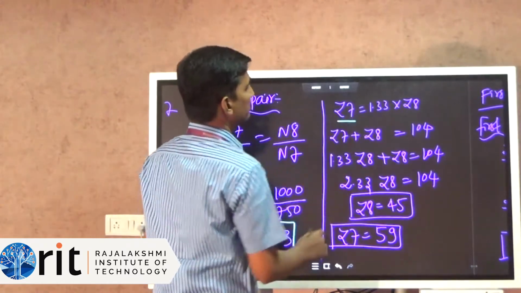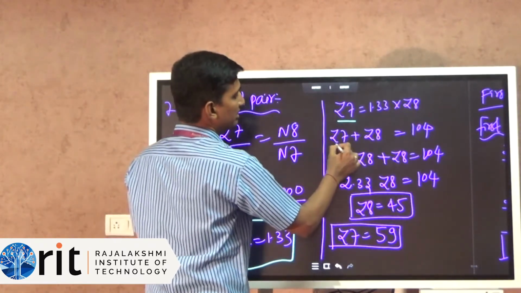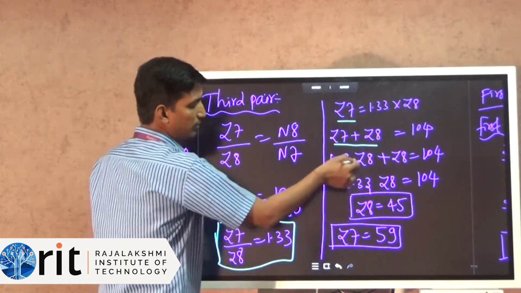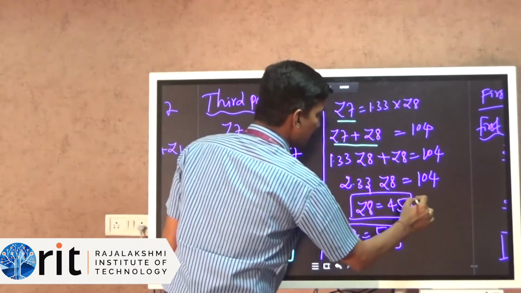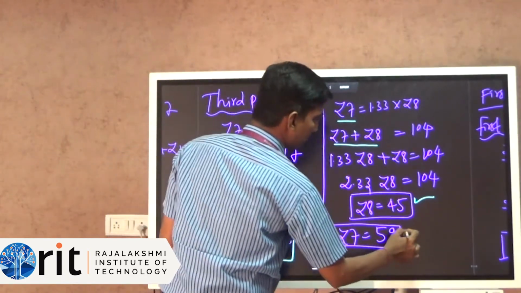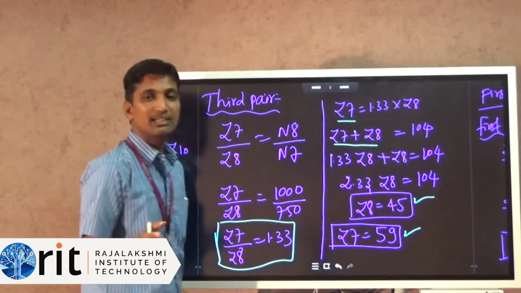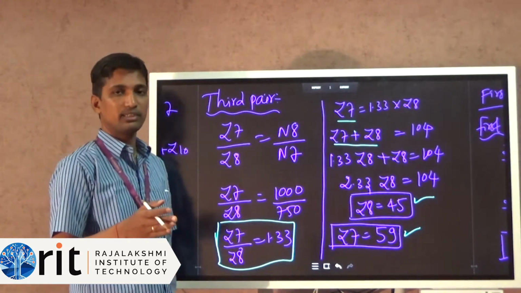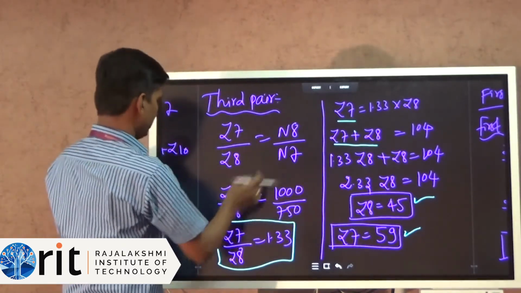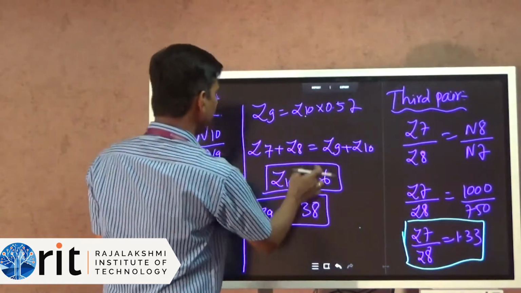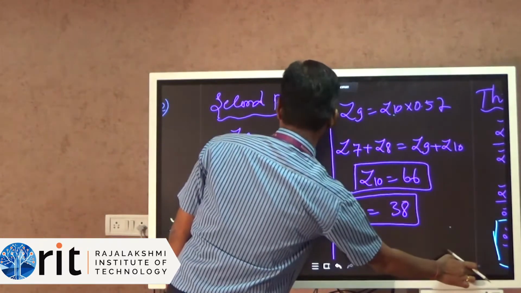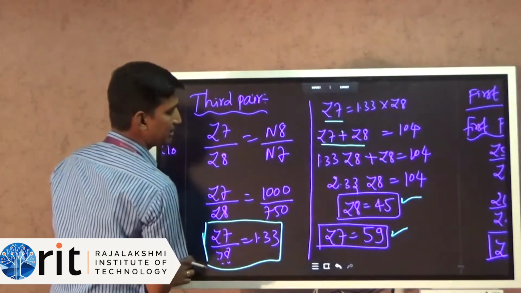Then Z7 plus Z8 equals 104. I am substituting this value in this particular equation in order to find the value of Z8. Similarly, this value I am going to substitute over here to find the value of Z7. Now the second stage of the gears, that means the 6 sets of gear teeth, have been completely found out as 45, 59, then similarly 38, 66, 38 and 66.